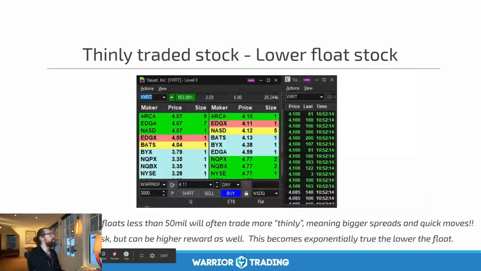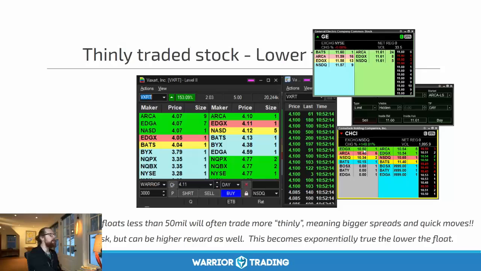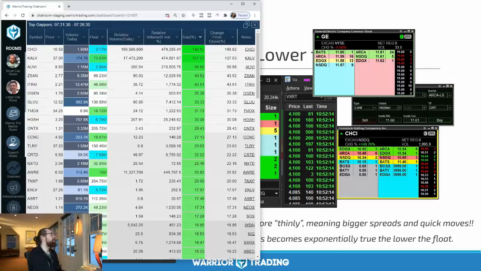So when you first pull up a stock, you can very quickly see, like with CHCI, I think this is a 2 million share float. You can very quickly see whether a stock is a 2.17 million share float.